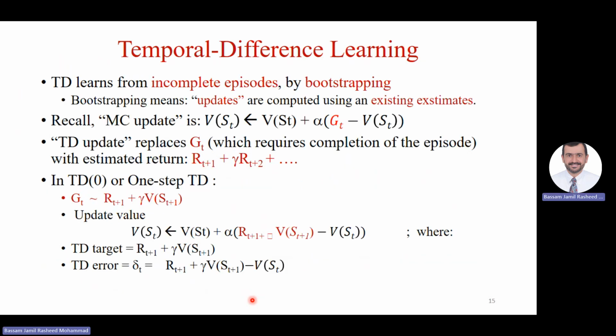Now, once we have established how we compute the state value or estimate it using Monte Carlo, which requires a full episode, we shift gears to another method called temporal difference learning. As we stated in the introduction, this is an online policy. And an online policy means what? TD learns from incomplete episodes by bootstrapping. What is bootstrapping? Bootstrapping means updates are computed using existing estimates, meaning I don't need to complete an episode. I can use the existing values to compute my update equation.